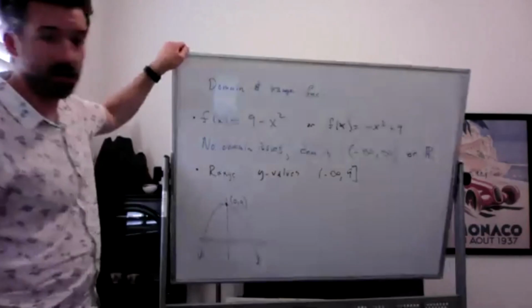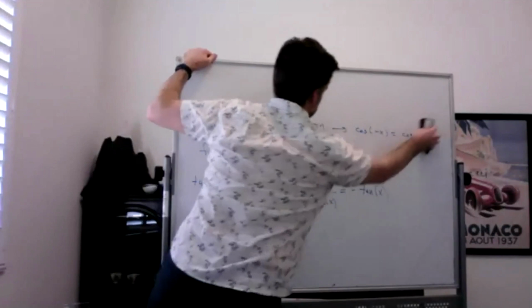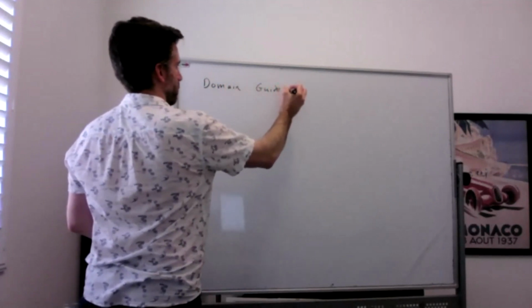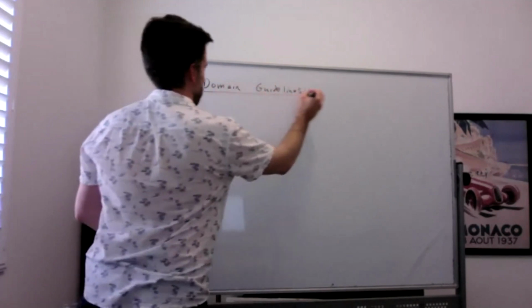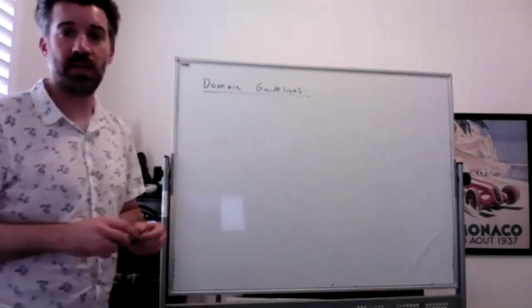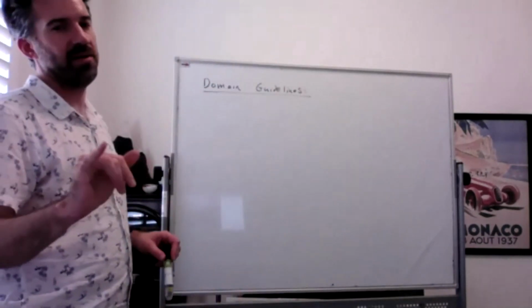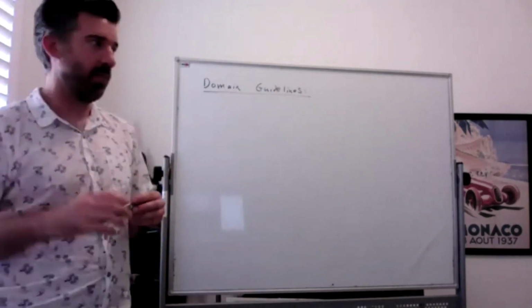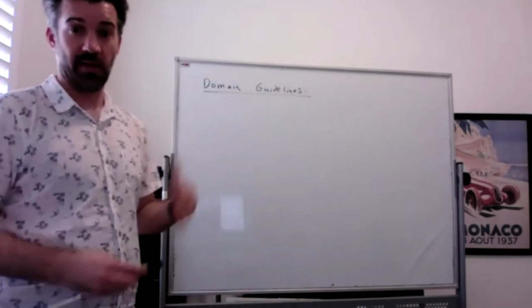So let's go ahead and talk more about specifically the kinds of things to look for when you're finding the domain of a function. So domain guidelines. And what I will say is there are typically 3 types of things to look for. There are a couple extra weird functions that we'll talk about when we get to them. But mostly it's these three things.